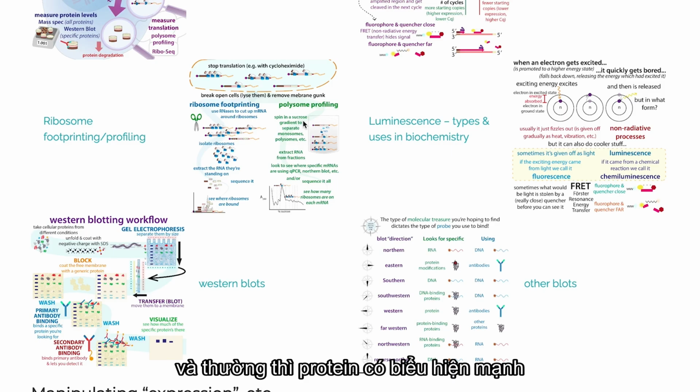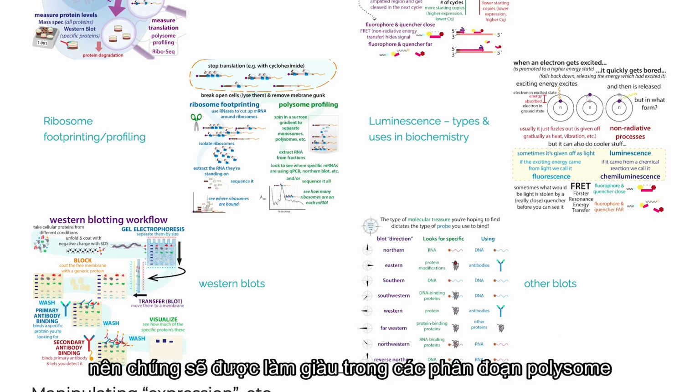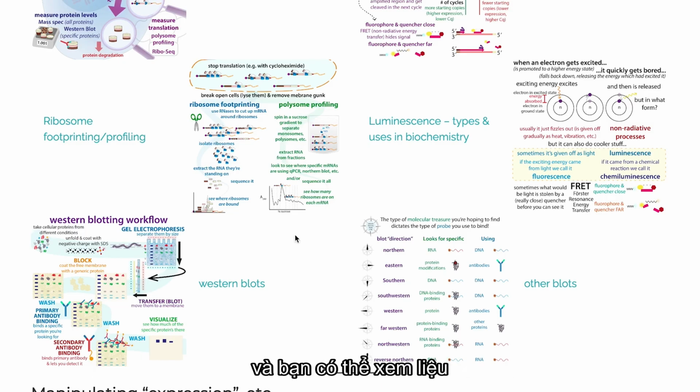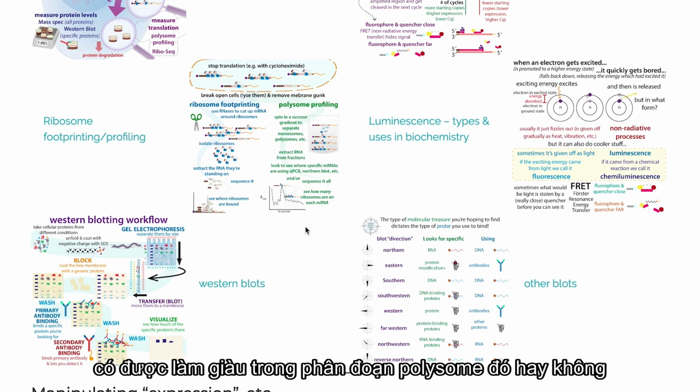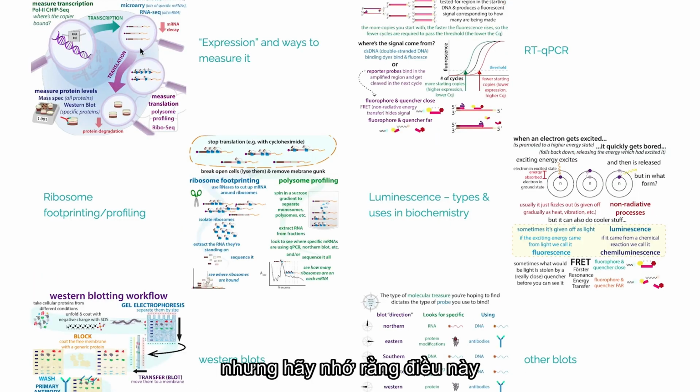And often the more highly expressed proteins, the ones that are getting more proteins made, in addition to having more messenger RNAs, those messenger RNAs typically have more ribosomes on them. So they're going to be enriched in these polysome fractions. And so you can then look and see whether a transcript of interest was enriched in that polysomal fraction. So there are various methods to study what's actually getting made. But remember that's going to depend on the transcription as well as the degradation.